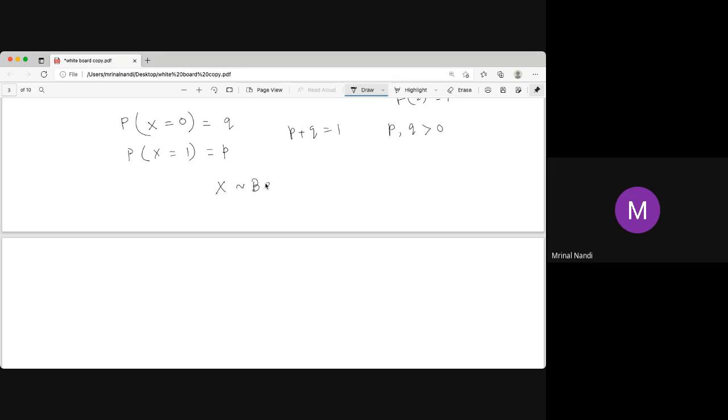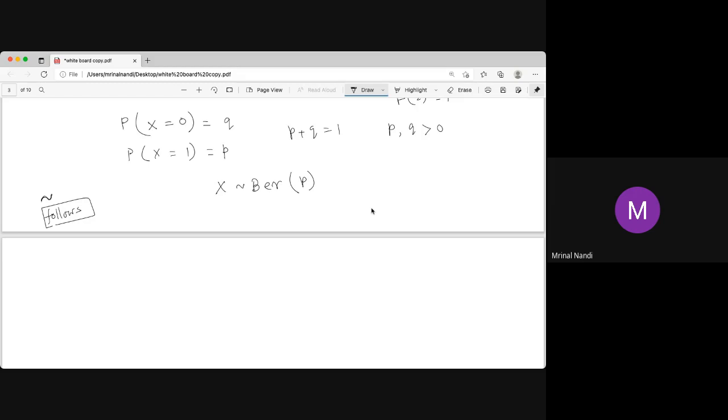Sometimes we write this symbol for "follows." This symbol is called tilde, but we read it as "follows." The name of the symbol is tilde, but we say X follows Bernoulli p. If you say X follows Bernoulli p, that means X takes only two values, 0 and 1, and for X equal to 1 the probability is just p. So they are the simplest random variables.